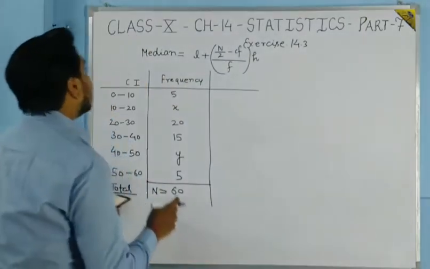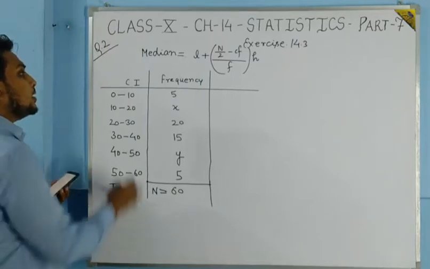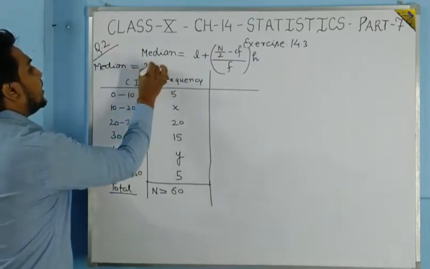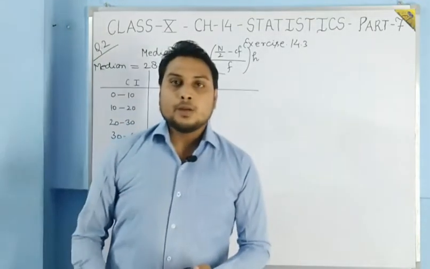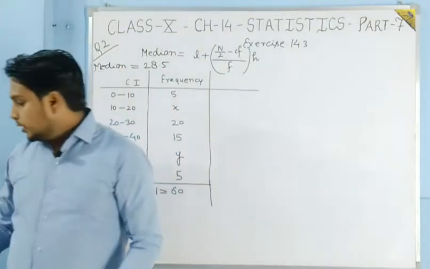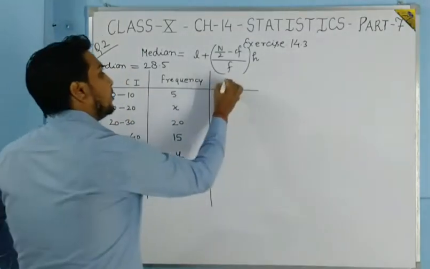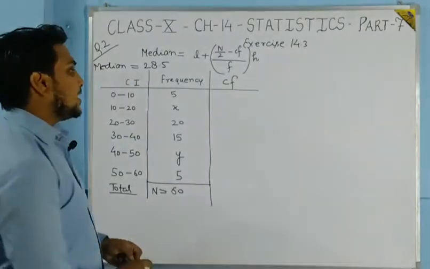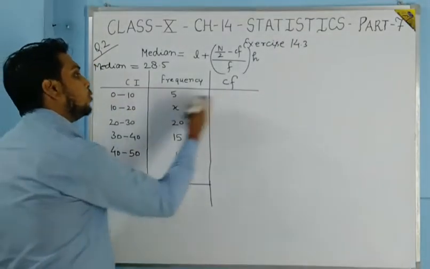Also it is said that the median of the given question is 28.5. So we have the value of median, but we have to find the values of x and y. How will we do it, students? Let us see. We will follow the same procedure for this question as we have done for all the questions related to median. Firstly, we will find the cumulative frequency.